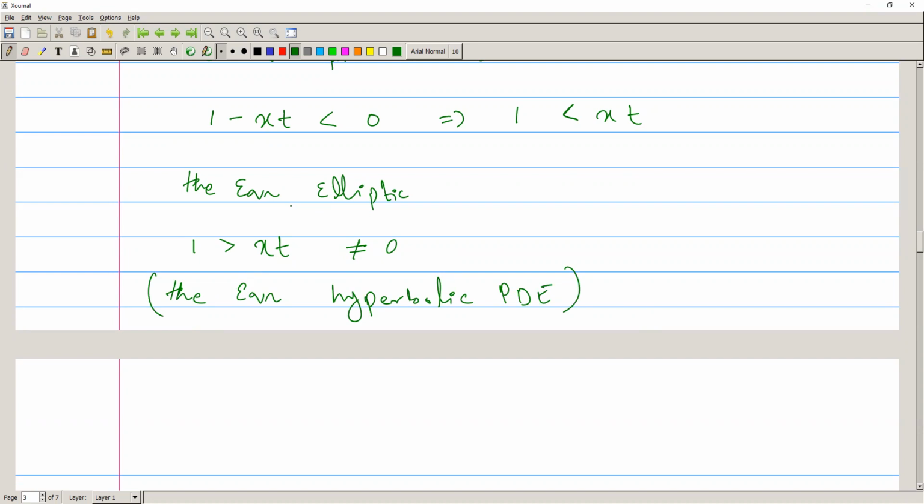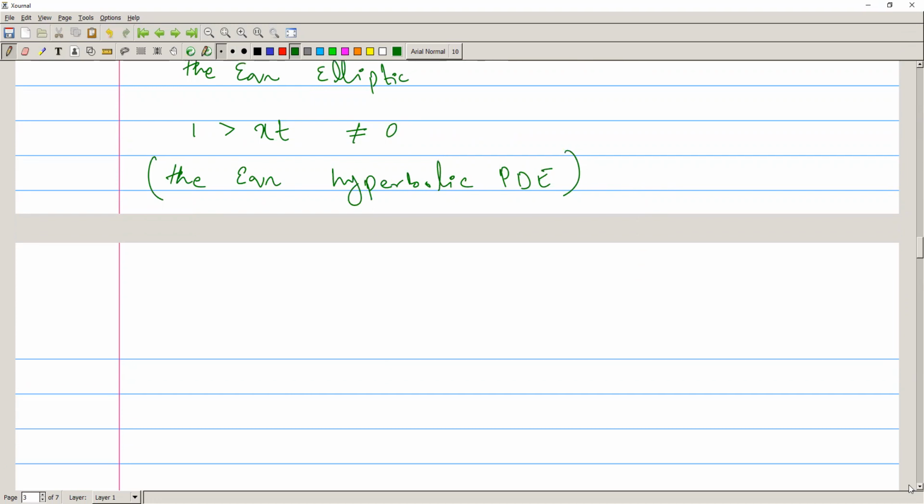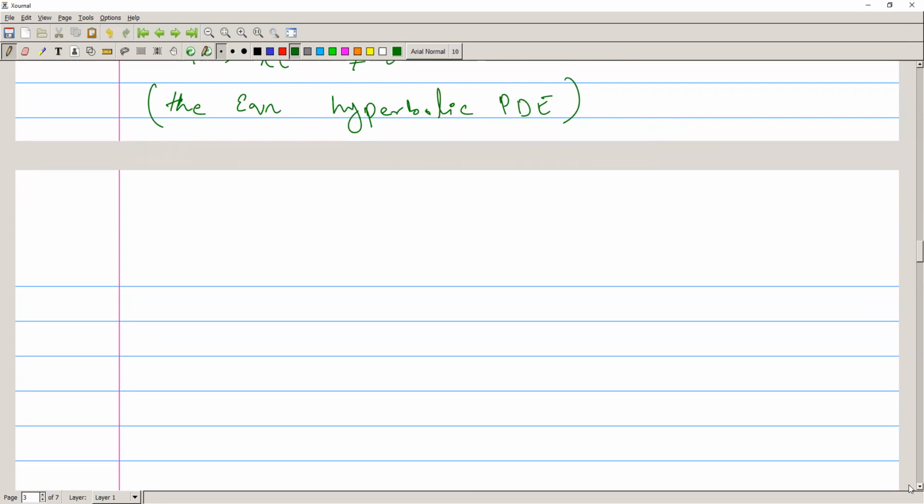So we can check the behavior of these equations in this manner. Checking b squared minus 4ac, that is also called the discriminant. It is called the discriminant because it discriminates the equations. It classifies the equations into their respective classes. So let's take another example.